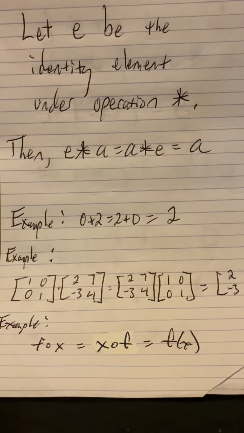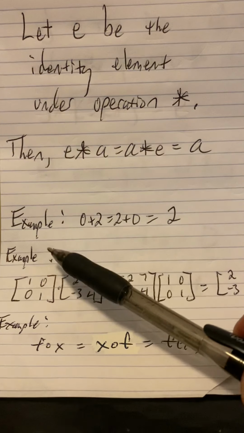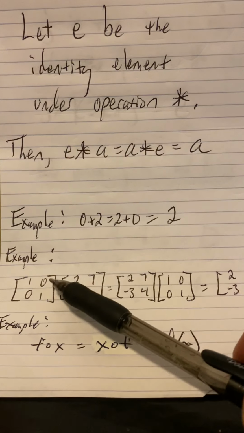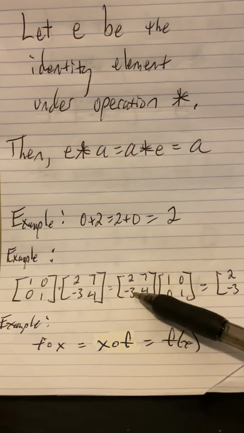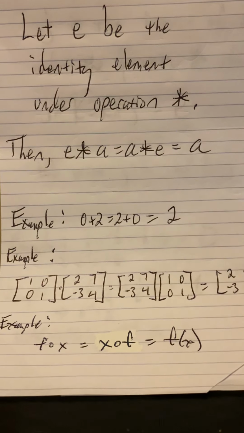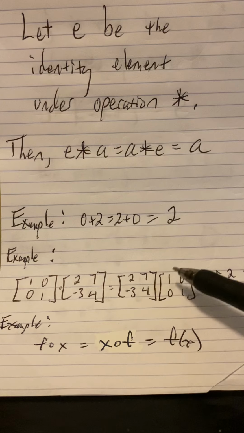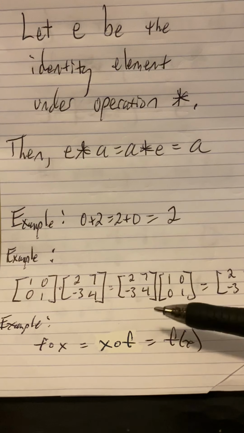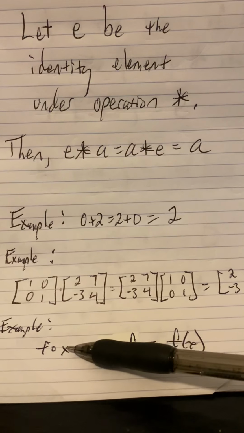For multiplication, what would it be? What do you multiply by and not change the thing you're multiplying? Here's an example from matrices, multiplication. If I'm multiplying 2 by 2 matrices, well then this matrix times 2, 7, negative 3, 4 is equal to 2, 7, negative 3, 4 times that matrix, and it gives out 2, 7, negative 3, 4. So this matrix with a diagonal of 1s and a diagonal of 0s is the identity matrix for 2 by 2 matrix multiplication.